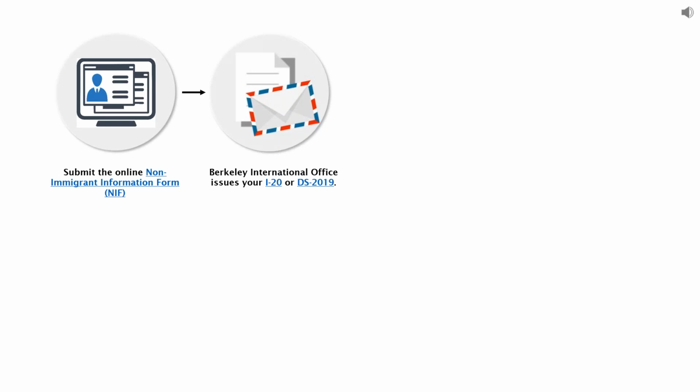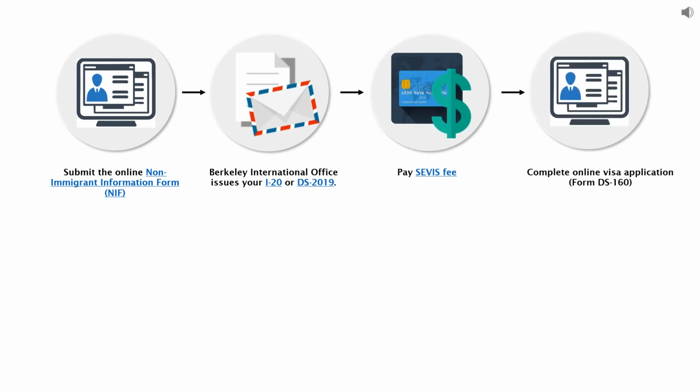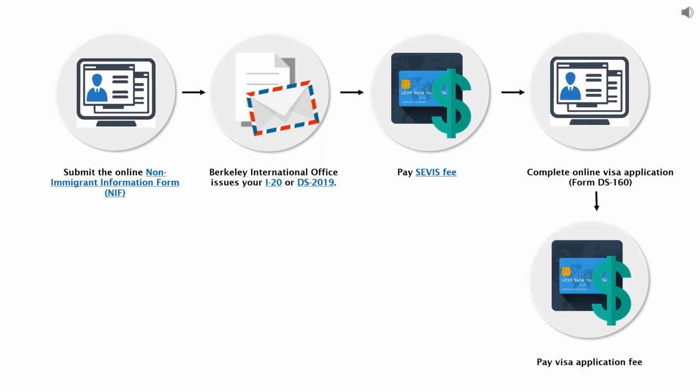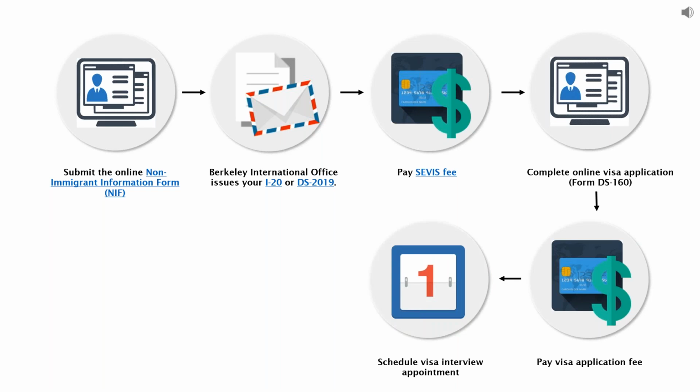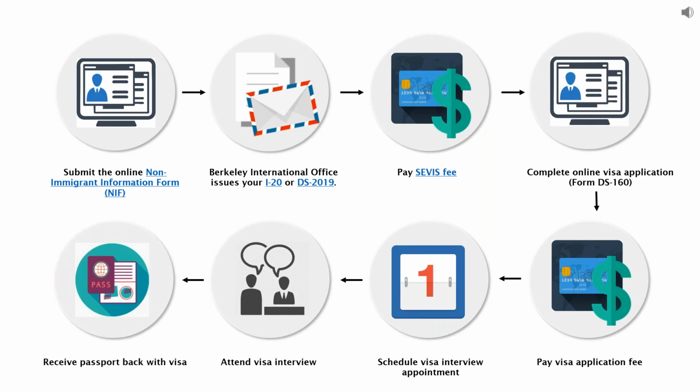So I'm going to go over the application process a little bit. The first step would be to submit the online non-immigrant information form, the NIF, which is our form. After you complete that form, our office issues you your I-20 or your DS 2019. You will then go online and pay the SEVIS fee. You'll complete the online visa application form, DS 160. You will pay the visa application fee, and then you'll schedule your visa appointment for your interview. You'll attend the visa interview, and then you would receive the passport back with your visa in it.